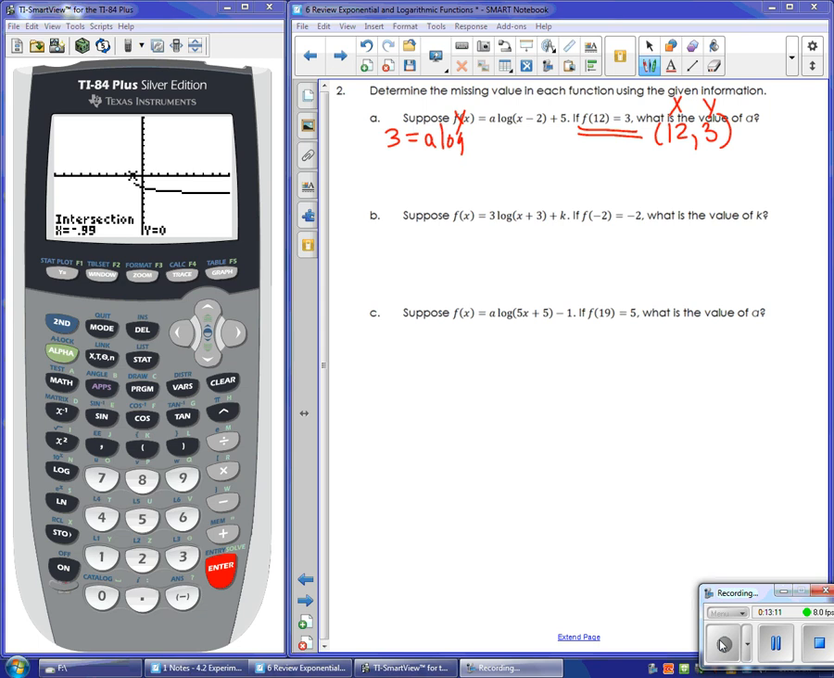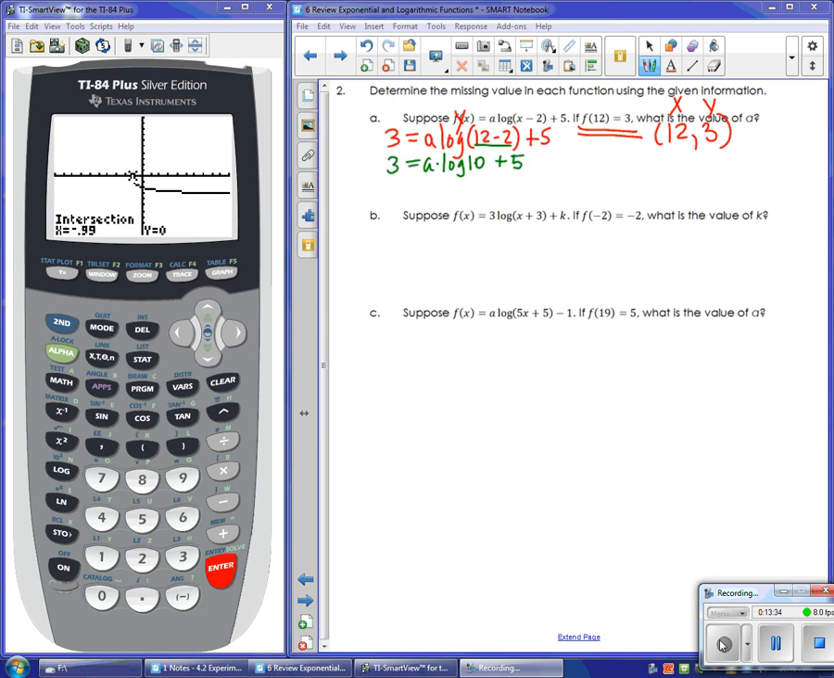And then I've got the log, and in parentheses, I'm going to substitute in the 12 for x, 12 minus 2 plus 5. And now I'm just going to use my order of operations and simplify. So if I take a look at this, this is 12 minus 2. If I look at my parentheses, that just gives me 10. So I have a times the log of 10 plus 5, and that's still equal to 3.